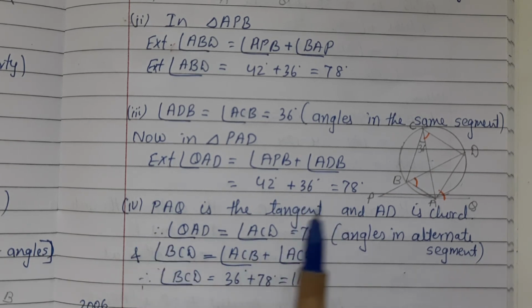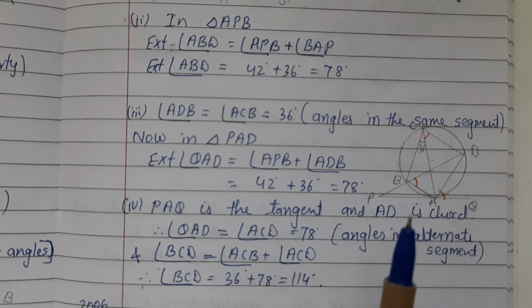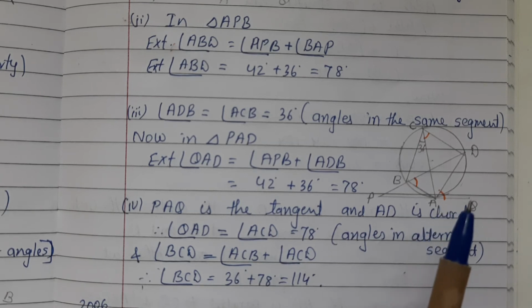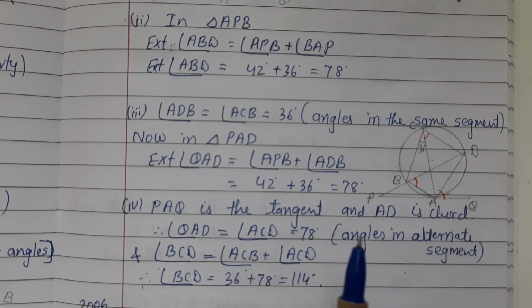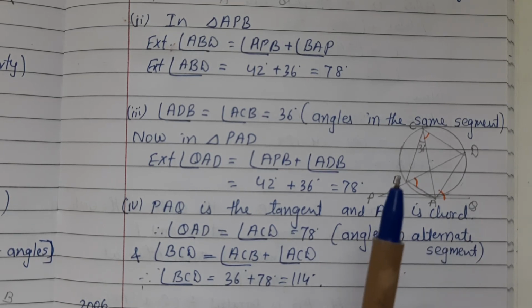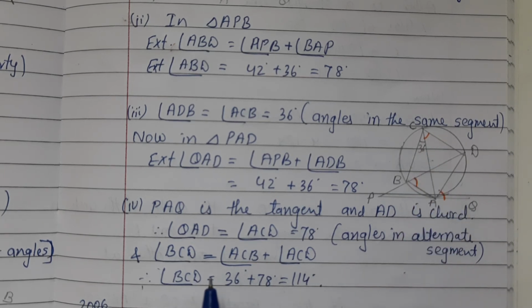Fourth part, PAQ is a tangent and AD is the chord. Therefore angle QAD is equal to angle ACD equal to 78 degree, angles in the alternate segments. And angle BCD is equal to angle ACB plus angle ACD. Therefore angle BCD is equal to 36 plus 78 equal to 114 degree.